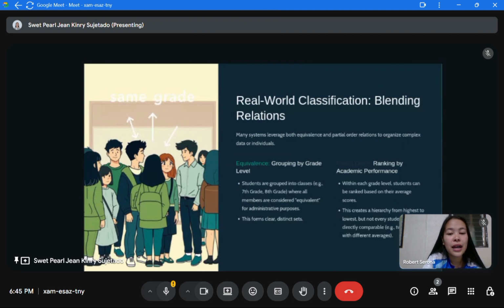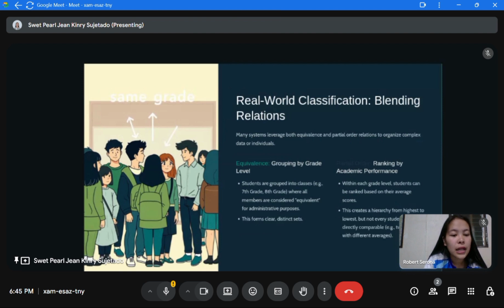Now, we have the real world classification, and this is about blending relations. Many systems leverage both equivalence and partial order relations to organize complex data or individuals. So the equivalence is grouping by grade level, and the partial order is ranking by academic performance.